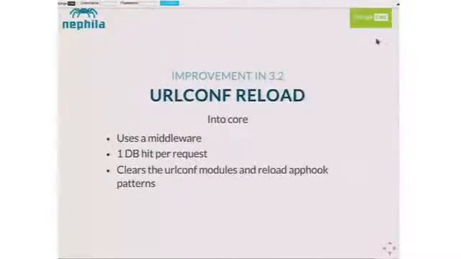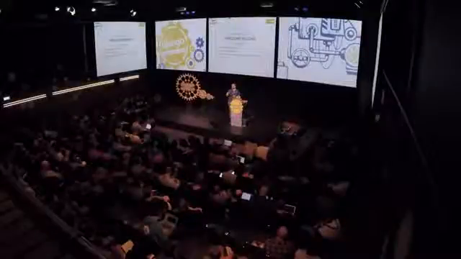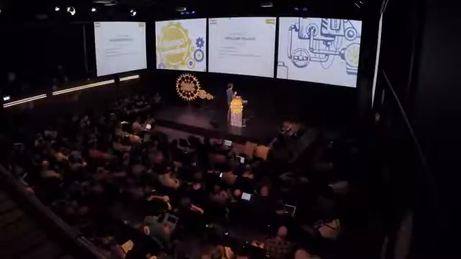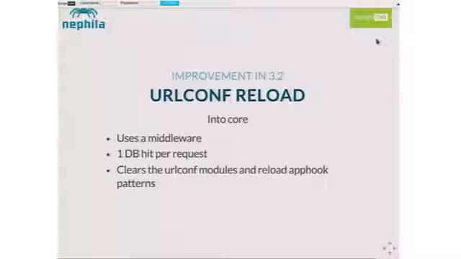And this is an improvement in 3.2 instead: we are now able to reload the URL conf as you update the app hook, thanks to code by Stefan Foulis, who should be around here, over there. It used to be an external application, and it's now in the core. It's just a middleware which hits the database on each request, unfortunately, but it's the only way to achieve this at the moment, and to detect whether we should reload the global URL conf or not.